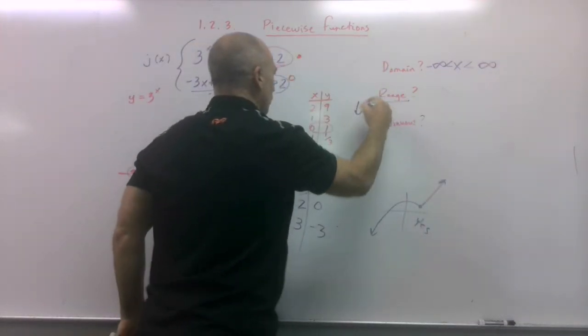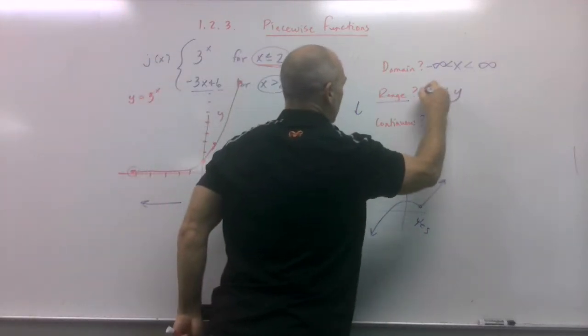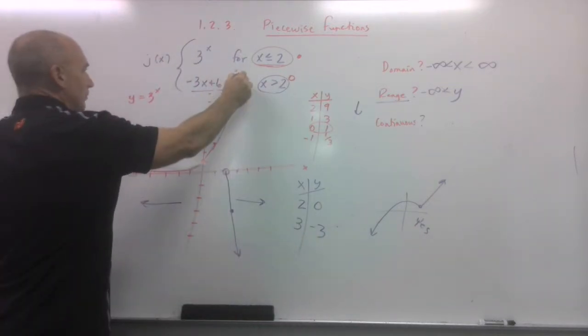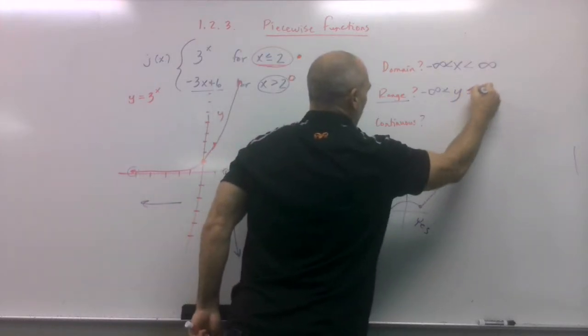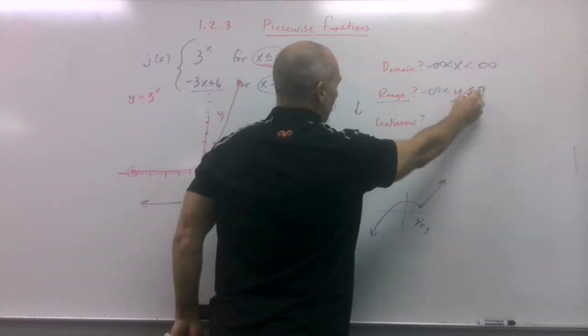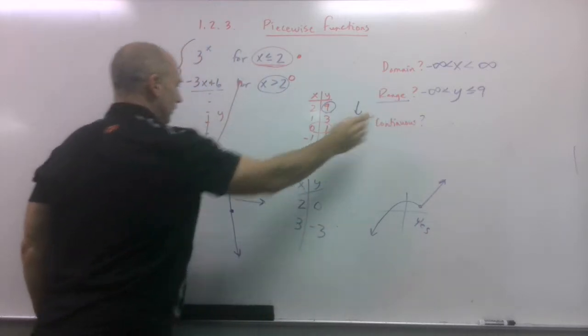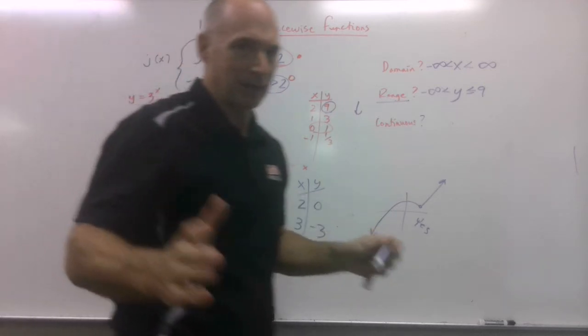Now range, how low does it go? You can see this goes down forever. So y is greater than -infinity. But then it goes up, up, up, up, up, up, and it stops right here, right at 9. So it's less than or equal to 9. Pay attention to those less than or equals. We talked about it being not continuous because there's a break right in here. All right, hopefully that kind of makes sense.